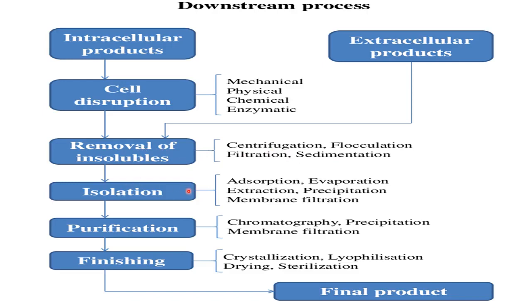Then isolation. For isolation, absorption, evaporation, extraction, these techniques can be used. After isolation, purification is done with the help of chromatography or precipitation. Precipitates can be formed as you have formed in chemistry lab, and the purification can be done. Then after that, finishing. For the finishing, crystallization, drying or sterilization processes can be used, and then we obtain our final product. So these steps are used for downstream processing.